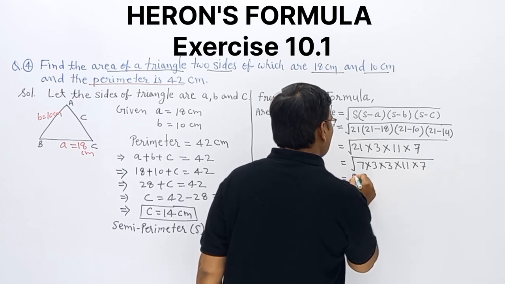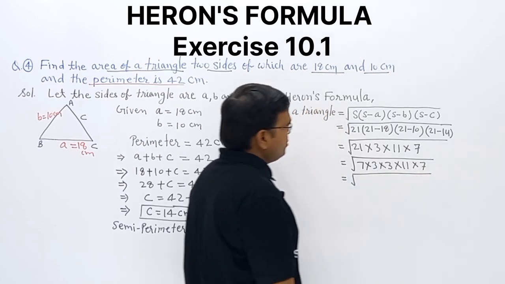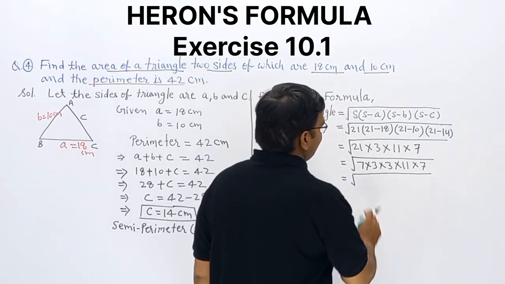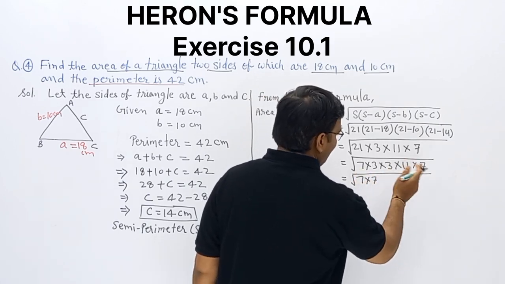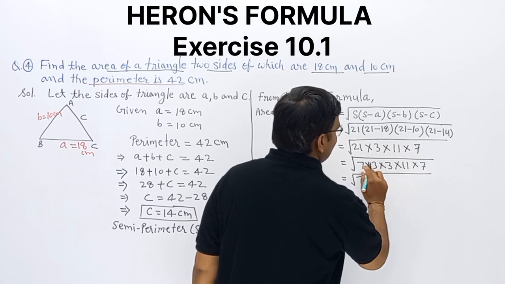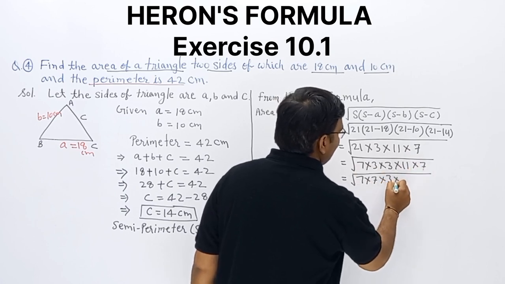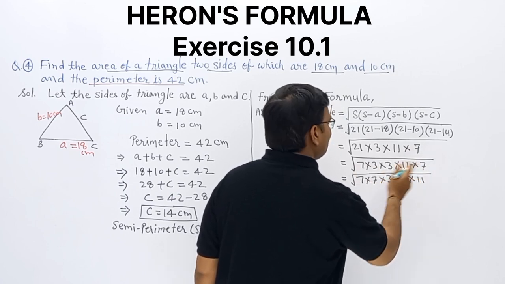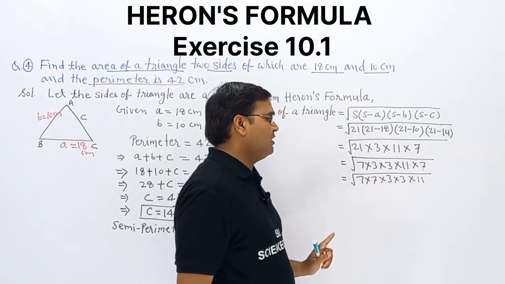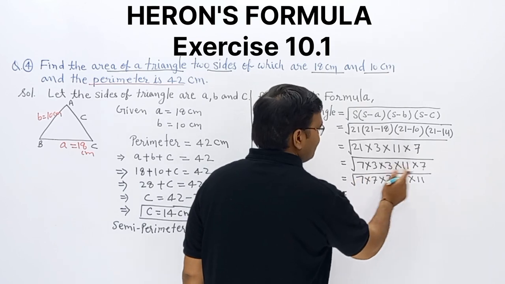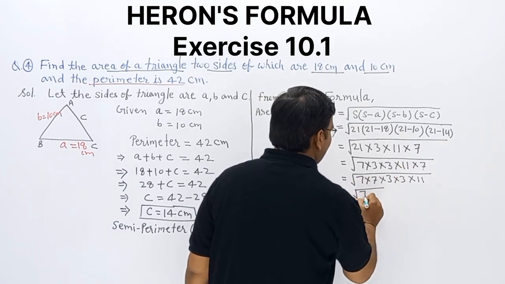Without multiplication, how will we find its result? Observe. Now 7 into 7. I am just adjusting the numbers: 7 into 7, 3 into 3 into 11. I am rewriting only 7 into 7, 3 into 3 and 11. Clear? Now split this square root.